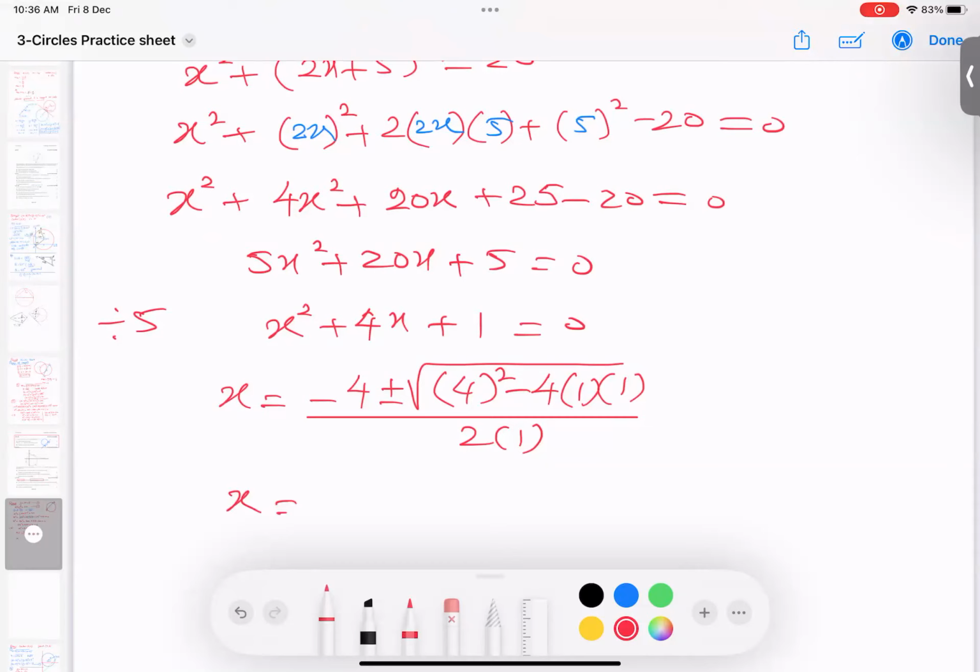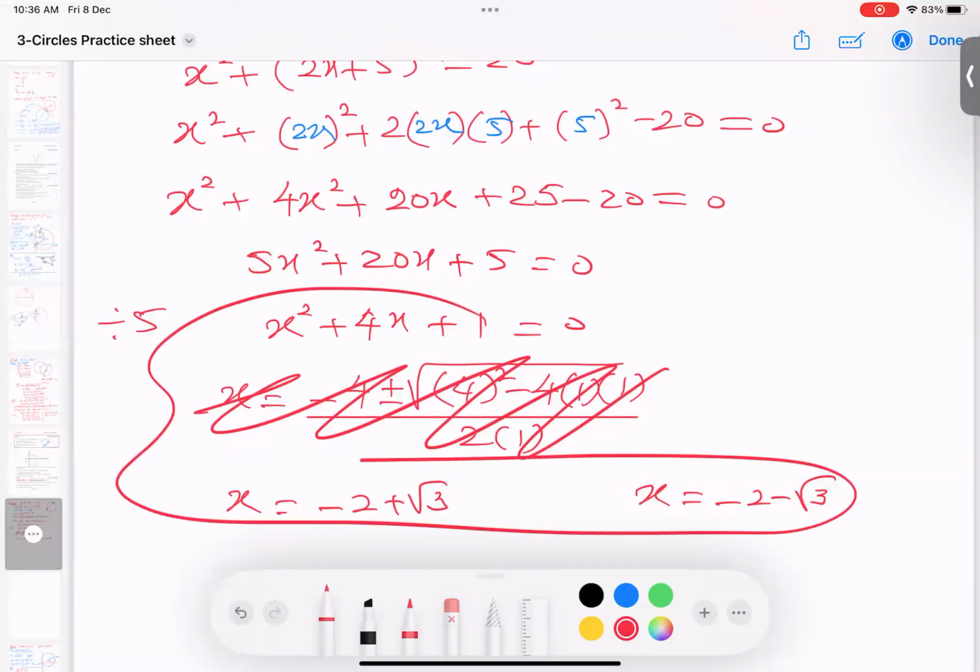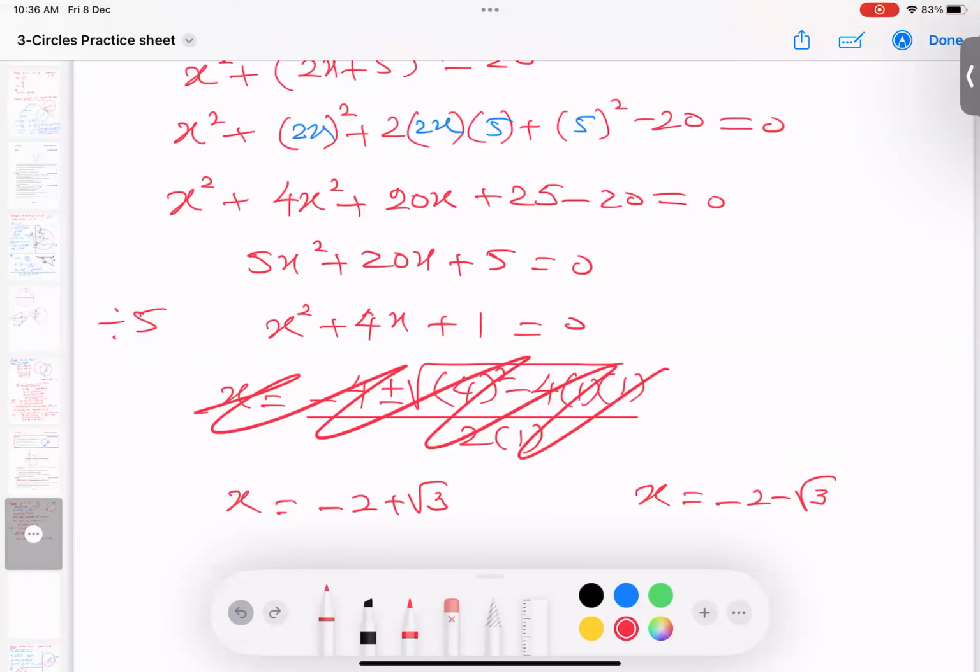Okay, so I'm just typing in negative 4 plus root of 16 minus 4, divided by 2. So my answer is coming negative 2 plus root 3. The second answer is negative 2 minus root 3. Just a minute, please. Yes, it is correct. So we get surd form. This is called surd form. In the exam, if you skip this step and show the answer directly like this, maybe you lose 1 mark. You have to show at least one step. Okay, come back.